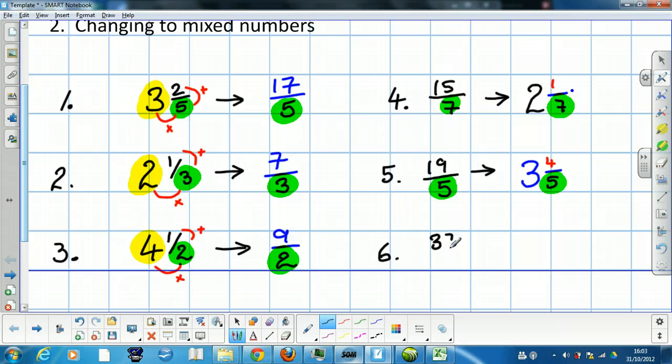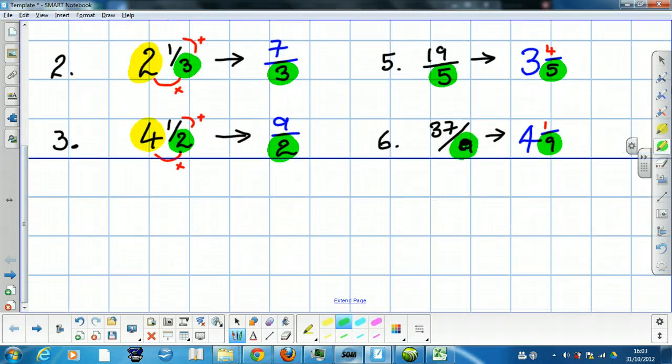Might test your arithmetic skills. 37 over 9. Now I think most of you got the technique, but let's see how good your tables are. How many times does 9 go into 37? It goes 4 times. 4 9s are 36. So the remainder is 1, and you guessed correctly. The denominator is going to be 9. So that the denominators stay the same.